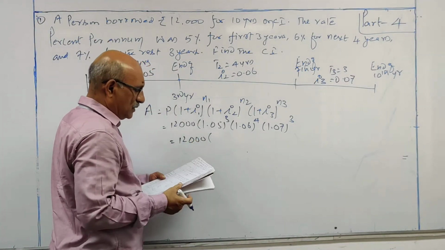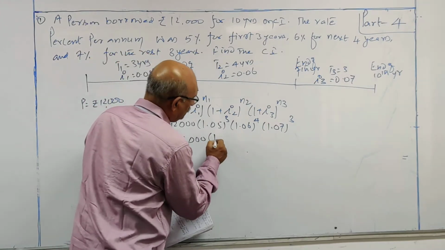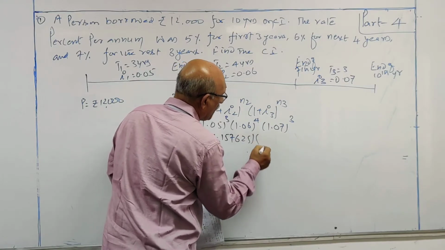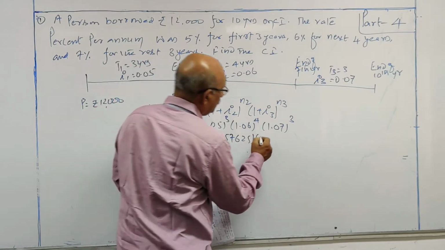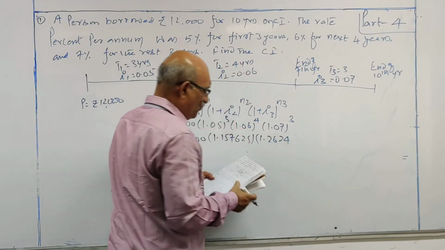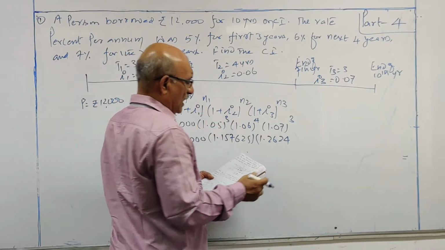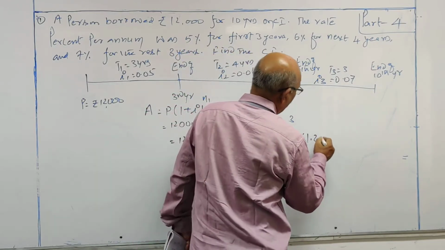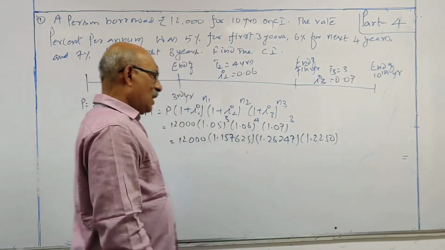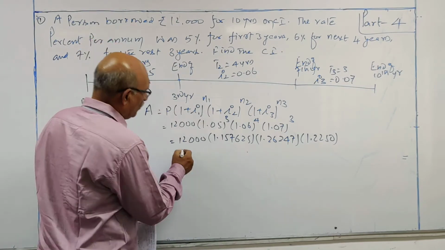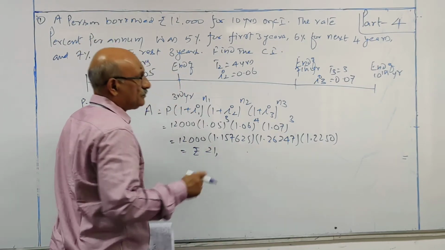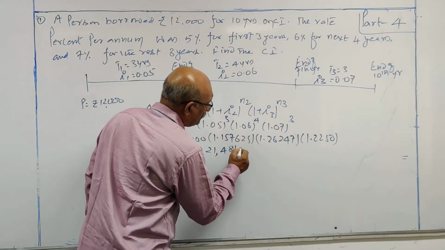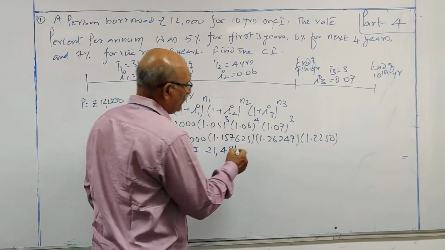12,000 into 1.157625 into 1.26247 into 1.2250. So when you multiply all this, you will get 21,481.3165.